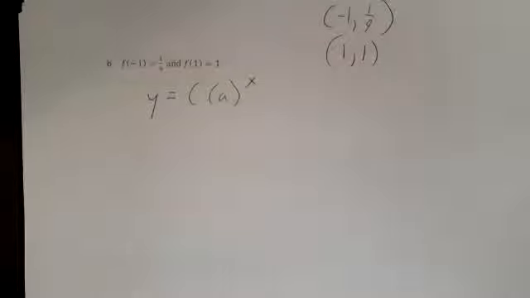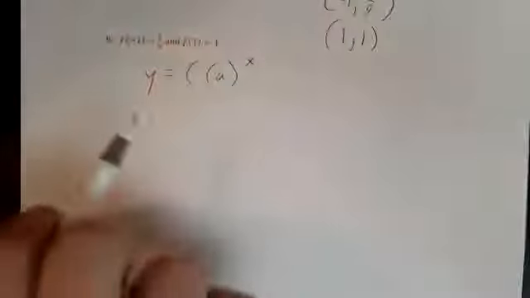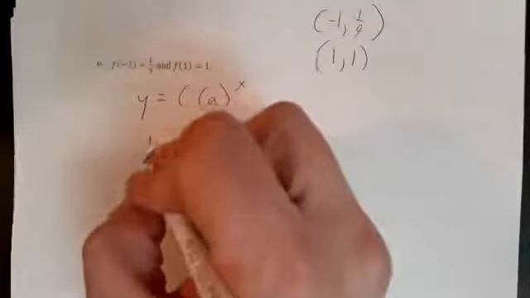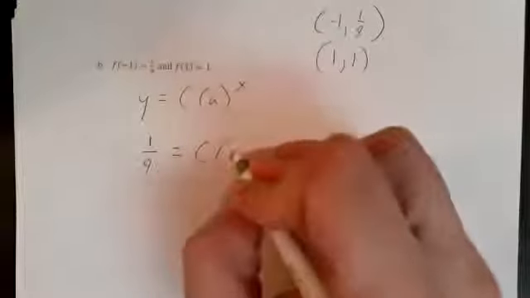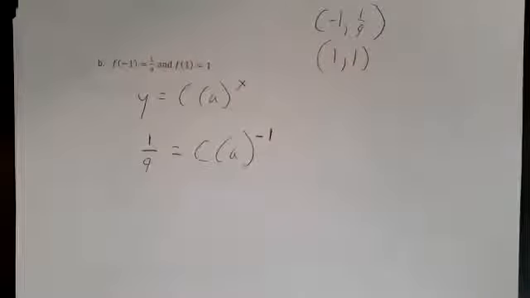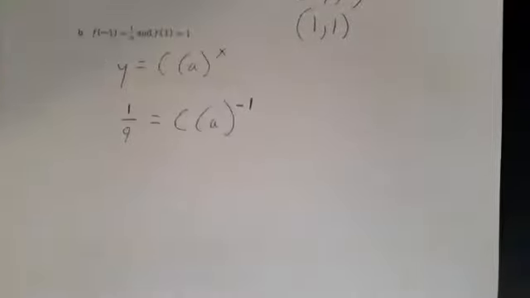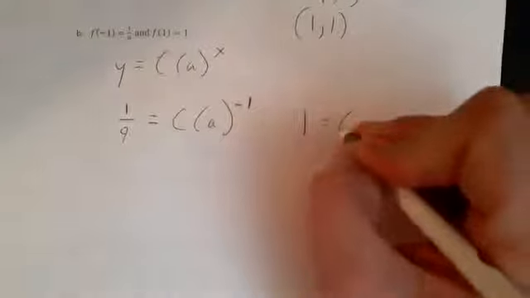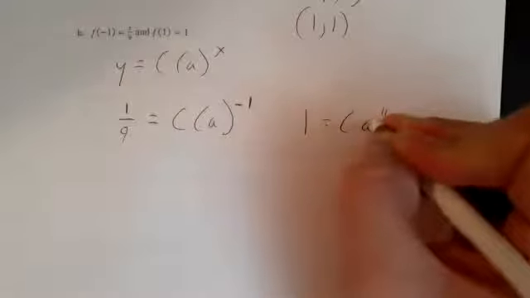Okay. But start with what you do know. So we can plug these points into this formula, and that is basically your approach. So if we plug in (-1, 9), we don't know C, we don't know A. I know my x is going to be -1. That's one thing I can talk about. The other thing I can talk about is (1, 1). So 1 equals C times A to the 1.